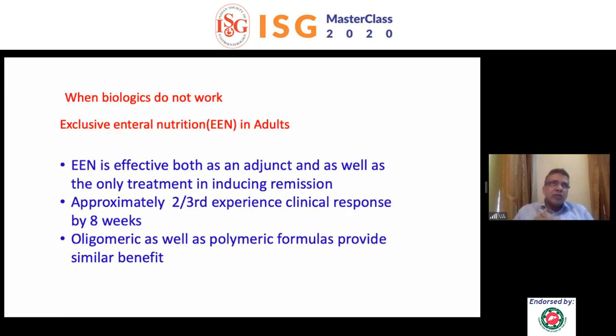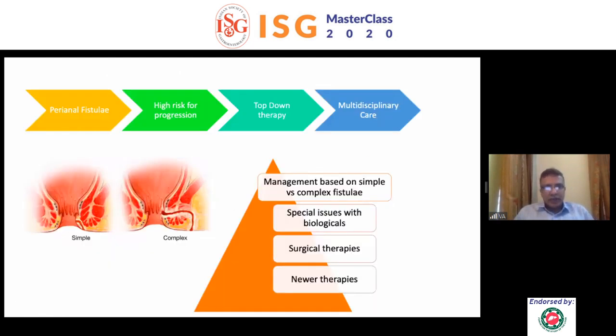If biologics do not work, it has been seen that exclusive enteral nutrition really does wonders. It can be given as exclusive or partial. It is effective in approximately 2/3 of such patients. It's a very good bridge for surgery. Both oligomeric formulas as well as polymeric formulas provide similar results.